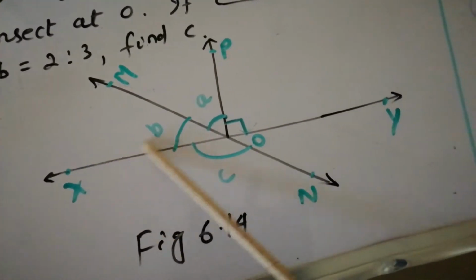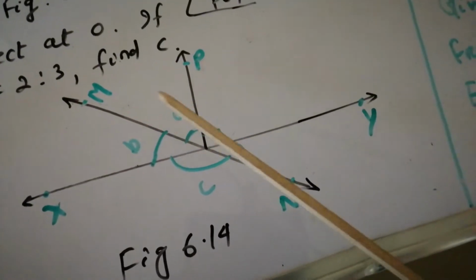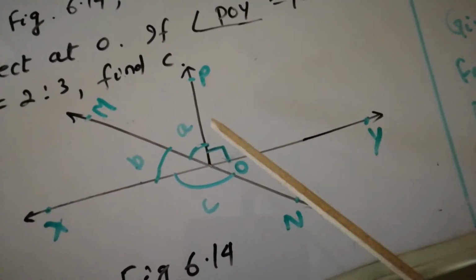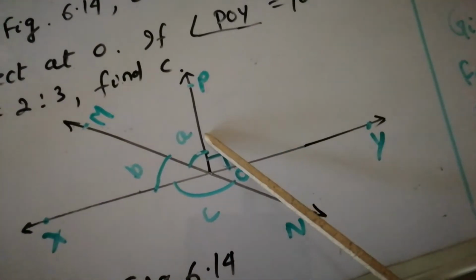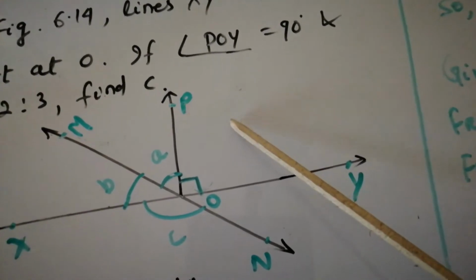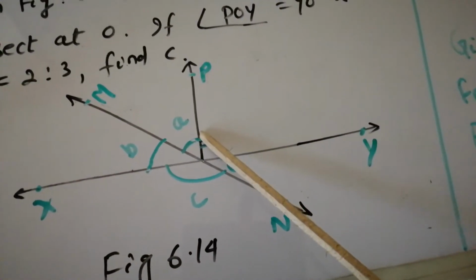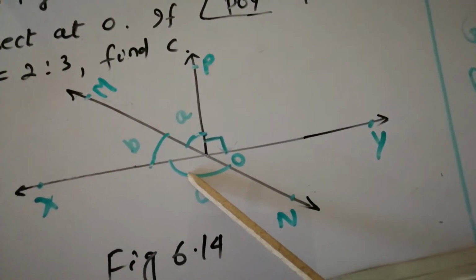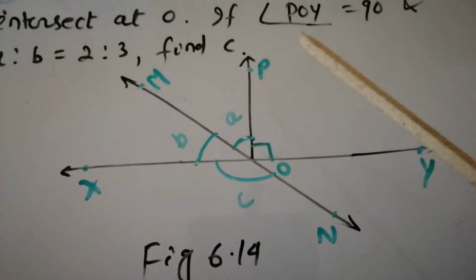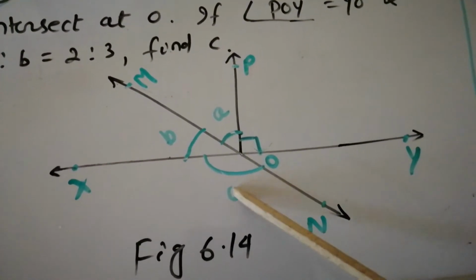Here there is a straight line XY and a straight line MN. These two are intersecting each other at point O. And there is an angle POY which is 90 degrees. Here there are three angles: angle A, angle B and angle C. Now we will proceed to find the solution, because the question is to find C. That means we have to find angle C.